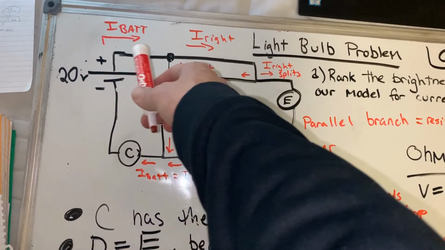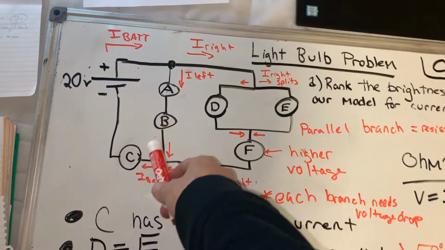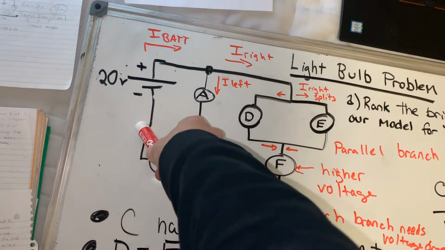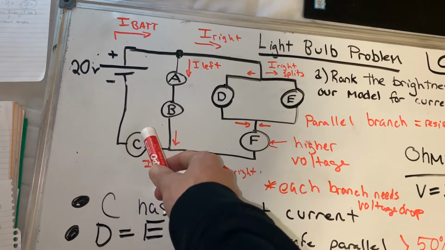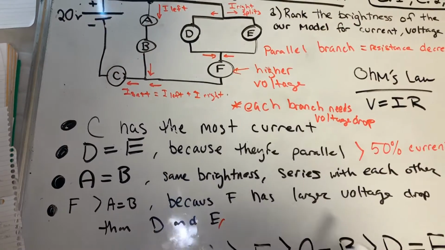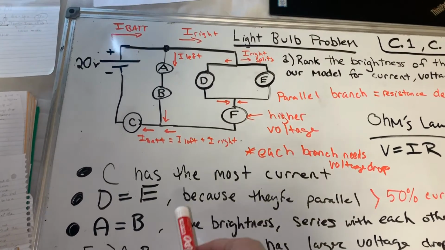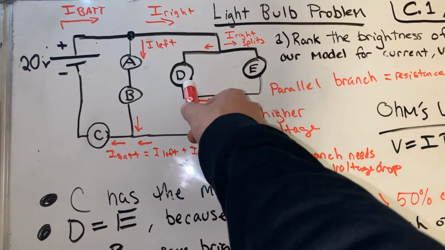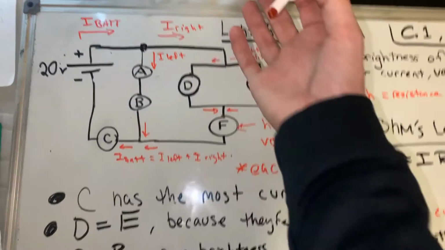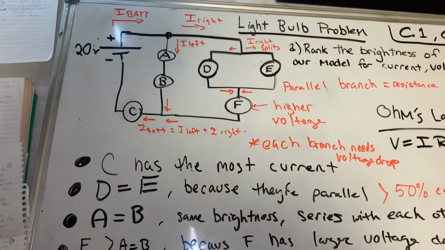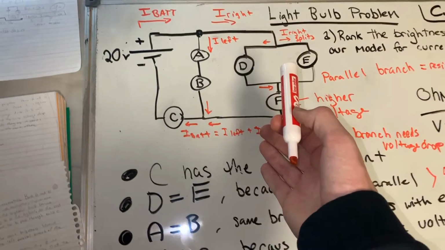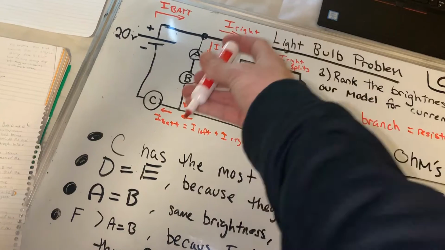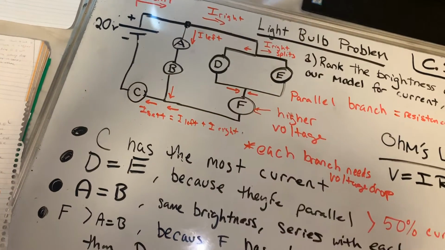So the current leaving the battery has to go back in, and C is the last bulb in the line to the battery. So C is receiving 100% of the battery's current. D and E are going to be equal because in a parallel branch the current splits evenly here. So D and E are going to have the same amount of current, thus the same brightness. We're going to have A and B, which are going to be equal to each other because they're in series with each other and they're in the left branch of this parallel section.